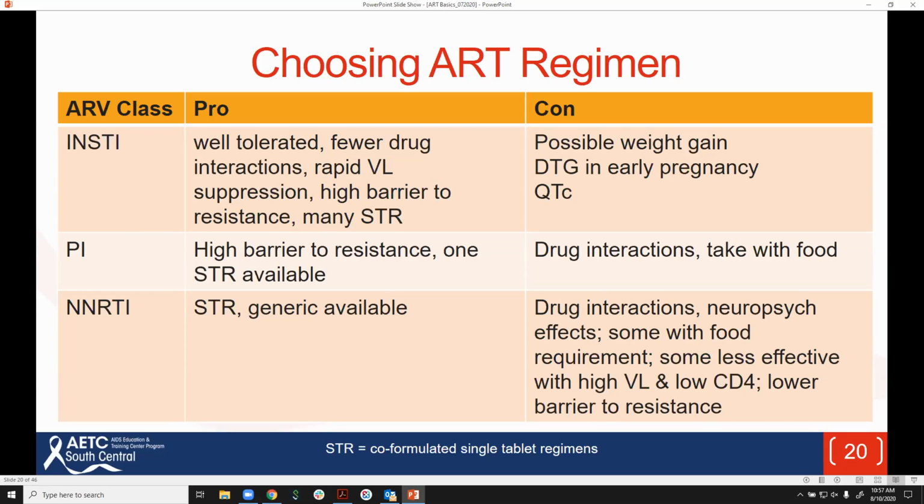rilpivirine does, and also requires an acidic stomach, and is less effective when someone has a high viral load and a low CD4, and has a lower barrier to resistance. So with the older NNRTIs, just one mutation could lead to resistance. And so it's really important when we talk about getting prior resistance information, so a genotype. One of the most common transmitted mutations, in someone who has never been on medications themselves but was newly infected with HIV from someone else, is K103N, which basically makes them resistant to efavirenz and nevirapine, some of the older NNRTIs and some of those generics that are now available. So really important to get that resistance information before starting that medication.